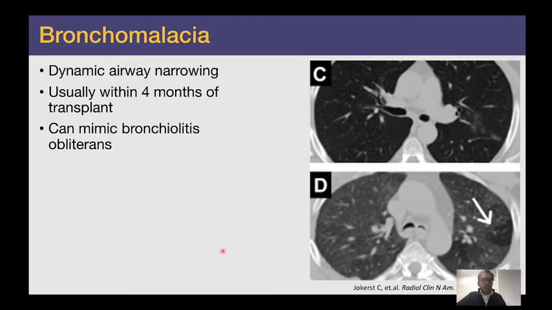Okay, so bronchomalacia can occur because of ischemia, because of repeated infection, but this is a relatively common complication, not as common as stenosis, but relatively common.